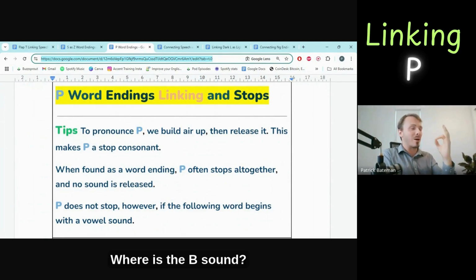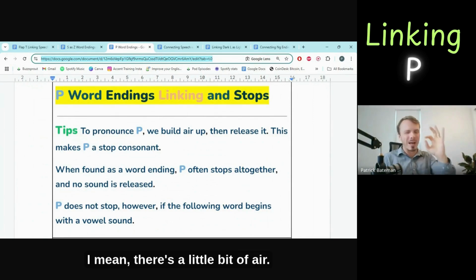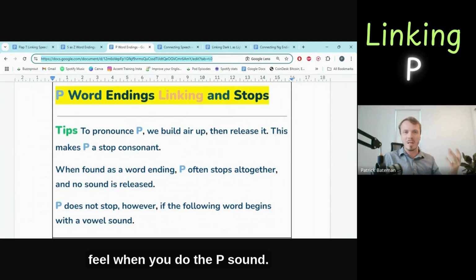Whereas the B sound, B, B, B, it's voiced. There's no air. B. I mean, there's a little bit of air, but not nearly as much as you feel when you do the P sound.